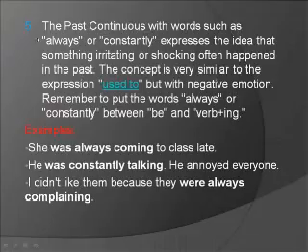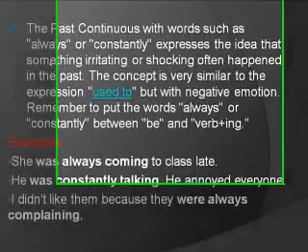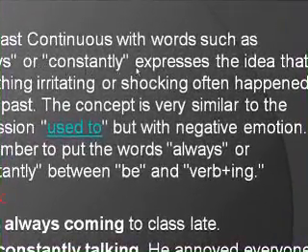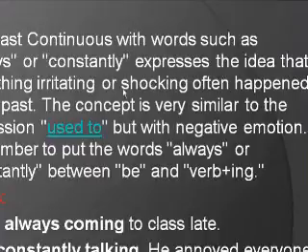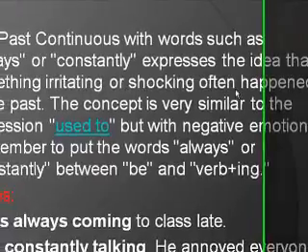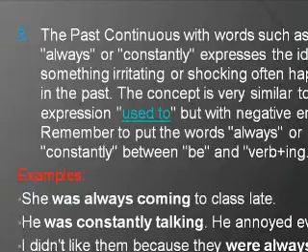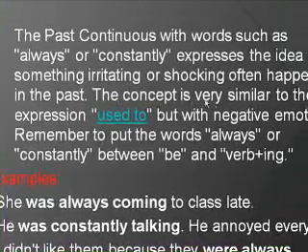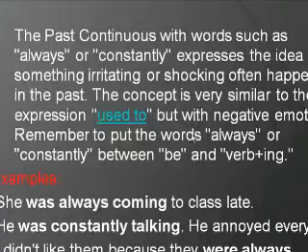Number 5. The past continuous with words such as always or constantly expresses the idea that something irritating or shocking often happened in the past. The concept is very similar to the expression used to, but with negative emotion. Remember to put the word always or constantly between be and verb plus ing.